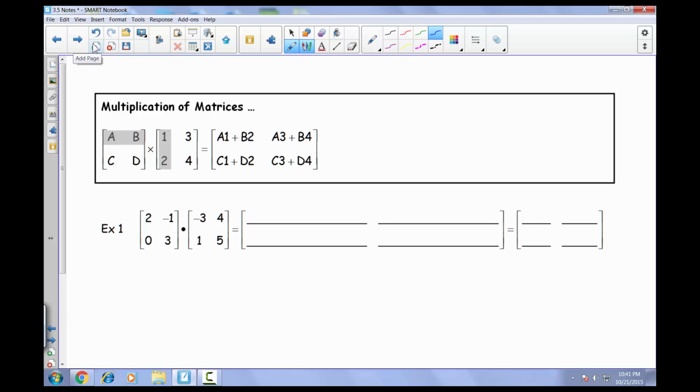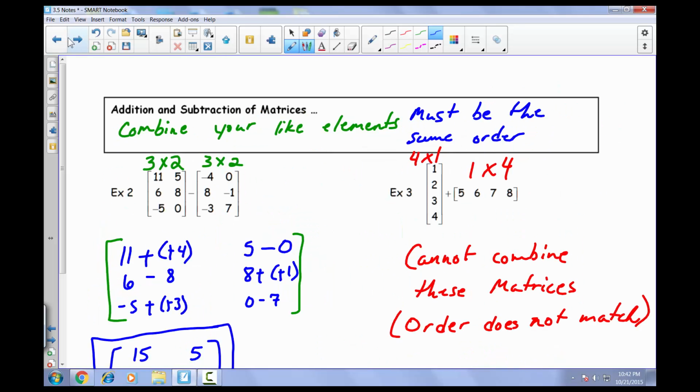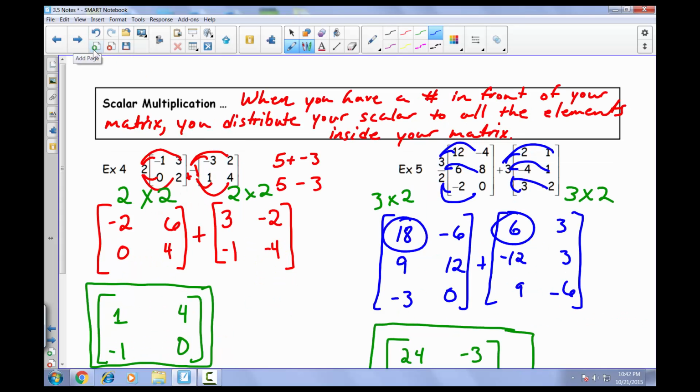Now when we're looking at multiplication of matrices, up until this point we've talked about how to add and subtract two matrices together. You know that they have to have the exact same order for that to happen, and then you just start combining your like elements. For scalar multiplication, you just distribute those items first, and then you can combine them.